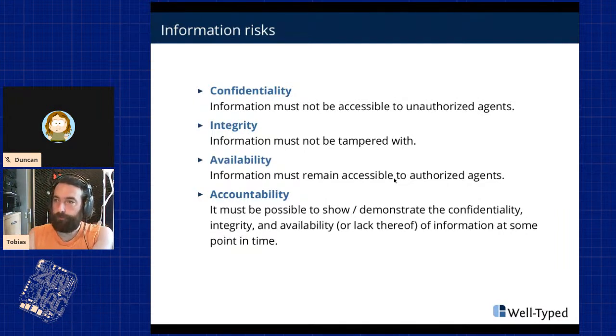So it must be possible to show or even prove all these other properties about a piece of information at some point in time. It's a bit of an abstract concept, but in the example of email, again, it means that I must be able to prove that I did or did not send a certain message. So I want to avoid someone else sending messages from my account and making it look like I sent them. Right. And all four of these can be and usually are at risk.